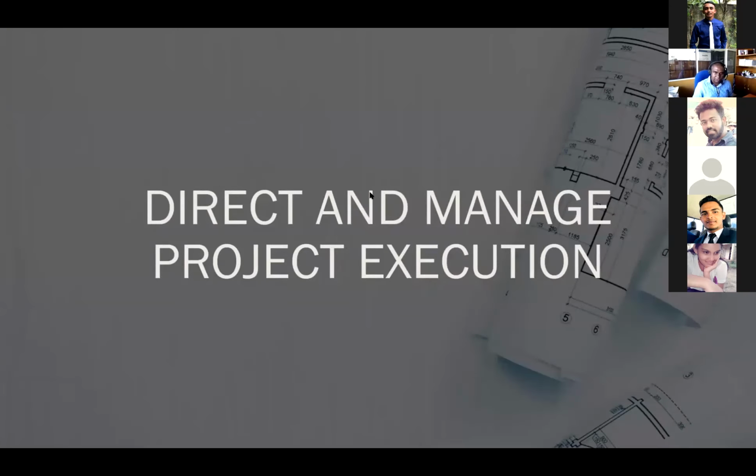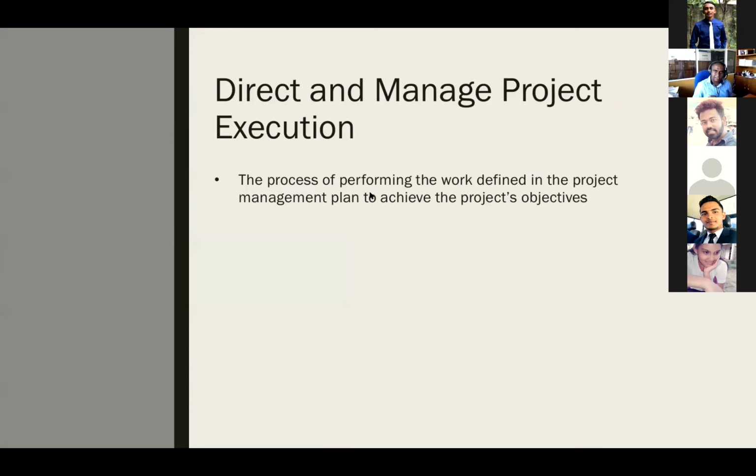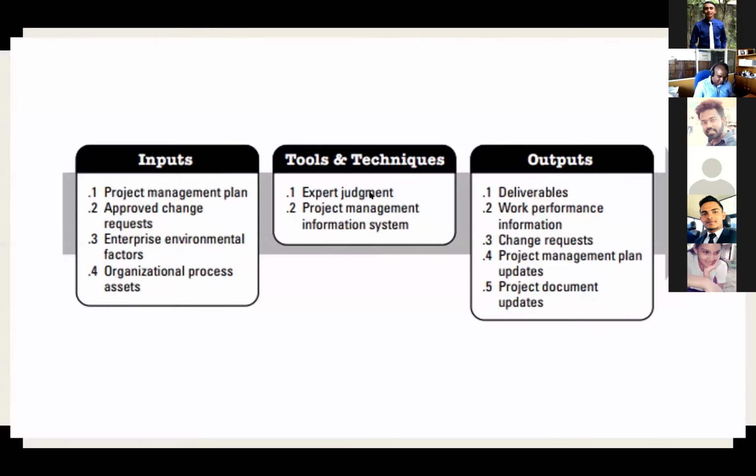Direct and manage project execution. That is executing the project, managing the execution of the project. Project management plan is an input which you already know. It's a compilation of the outputs of all the other management plans. Approved change requests: in monitoring, there are some changes suggested, so the authorities have to approve that. If you approve that, then you have to implement this. So this is when the project is going on.